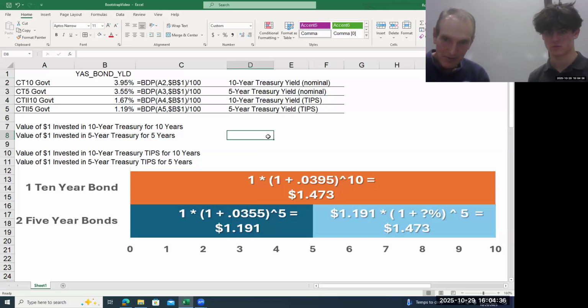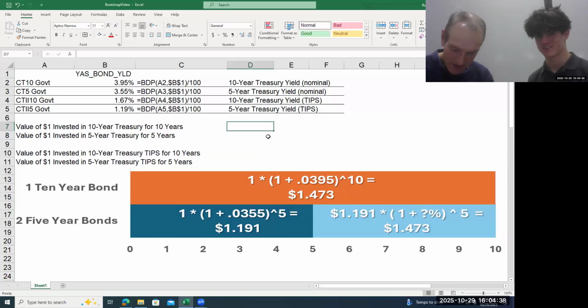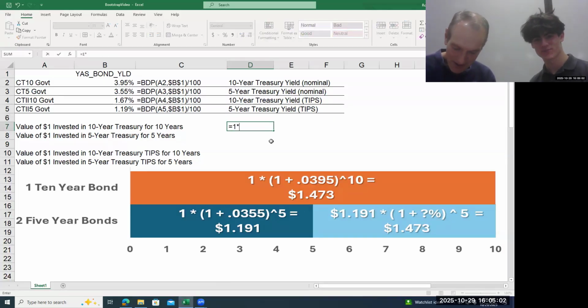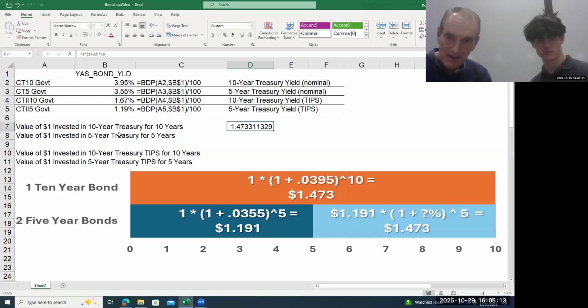So let's see. You remember the formula? So there's the formula there, right? Yeah. All right. So we'll take $1 times 1 plus the 3.95%, raise that to the 10. That gives us 1.473. I'll go to three decimal places.